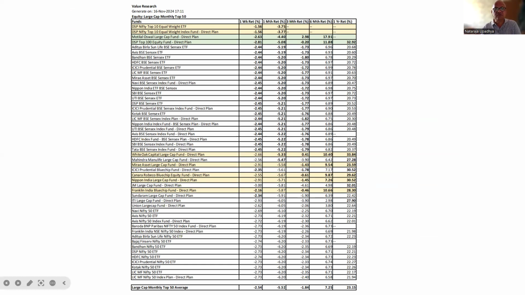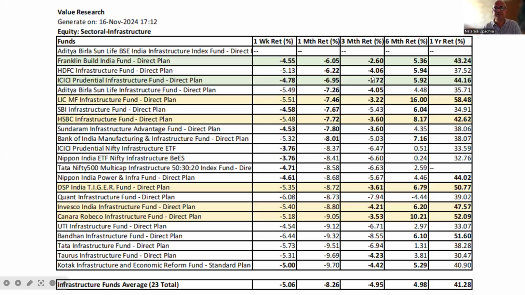Large caps monthly top 50 returned 23.15, but negative returns for the first 3 timelines. Only 2 funds in green. DSP Top 100 Equity Fund gave return of 32.92 for the year. Motilal Oswal Large Cap Fund is a reasonably new fund. 6 months return is 17.91, which is better than the other one.